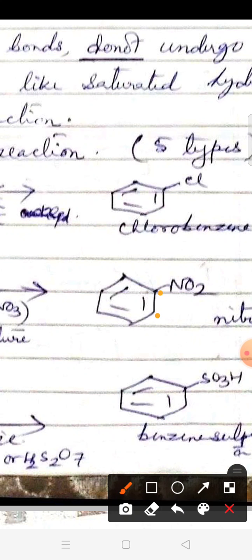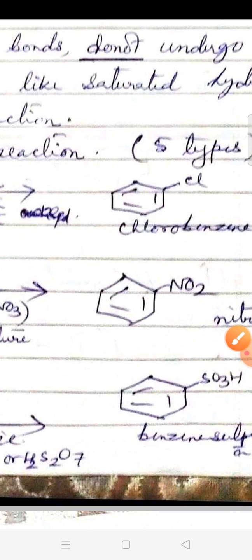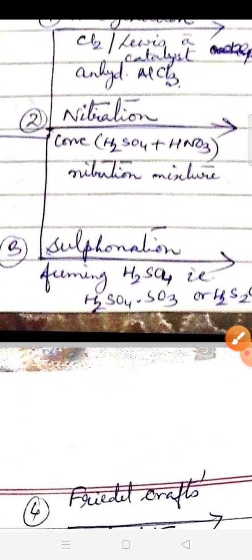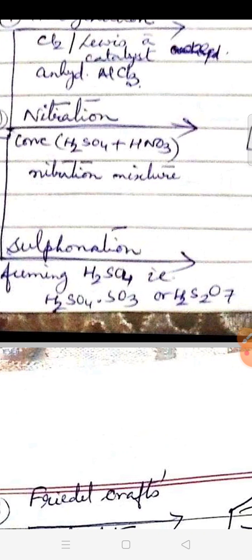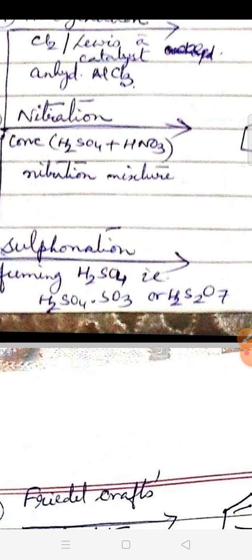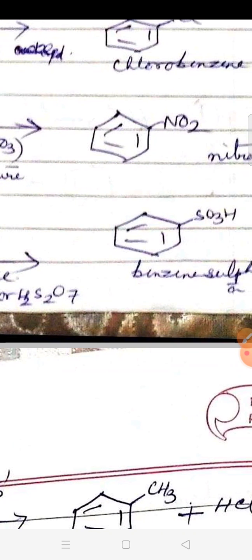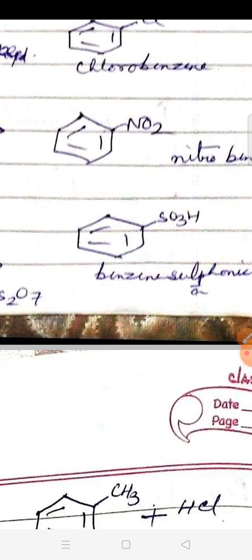Then the third reaction is sulfonation reaction. So in sulfonation reaction, how do we generate the electrophile? The reagent which we take here is called fuming sulfuric acid, also called oleum, and its molecular formula is H2SO4.SO3. If you add them up, it becomes H2S2O7. So in different books, you may find different notations written, but it means the same thing. And the product which you get here is benzene with a SO3H group called benzene sulfonic acid. SO3H group is called sulfonic acid group.